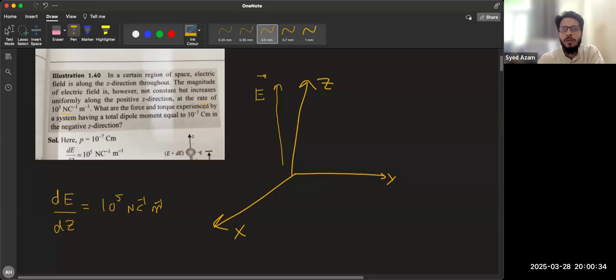You're supposed to calculate force and torque experienced by a system having total dipole moment of 10 raised to the power -7 in negative z direction. That means your dipole is placed in this way. This is how your dipole is placed. This is minus q and this is plus q. This is how your dipole is placed.